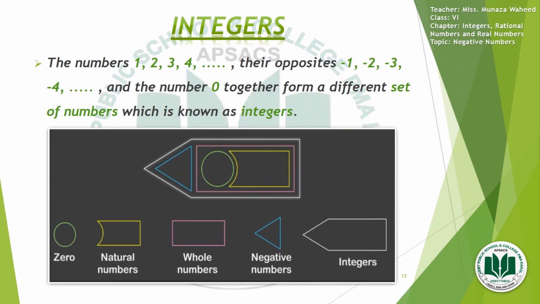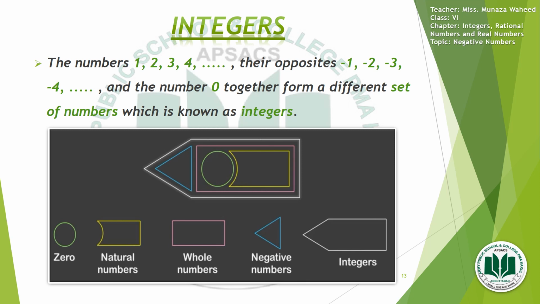Now have a look at integers. The numbers 1, 2, 3 and so on, their opposites -1, -2, -3 and so on, and the number 0 together form a set of integers. Let us understand the set of integers with the help of the following diagram.